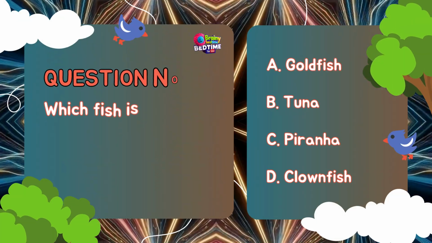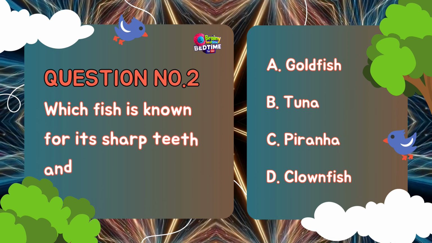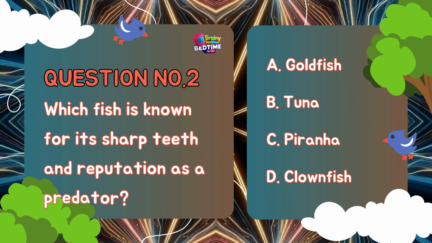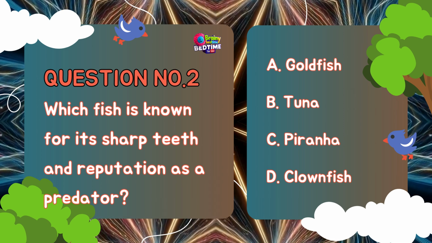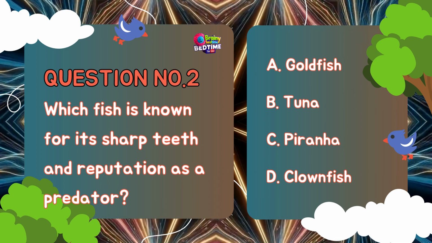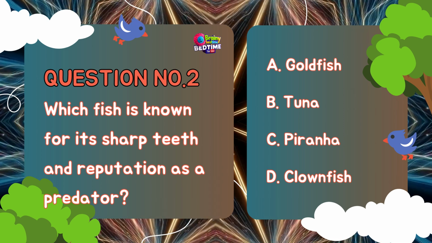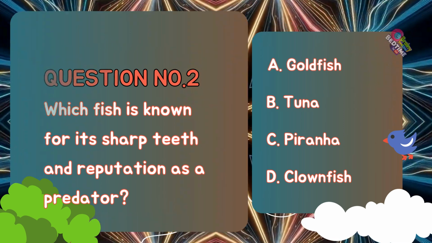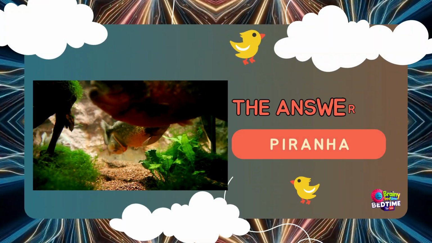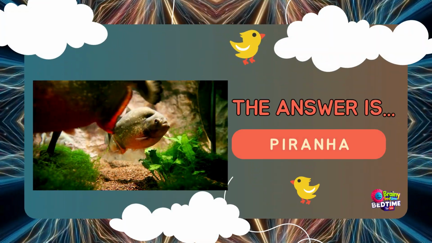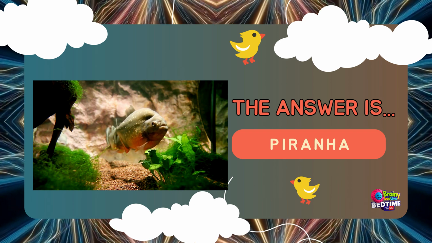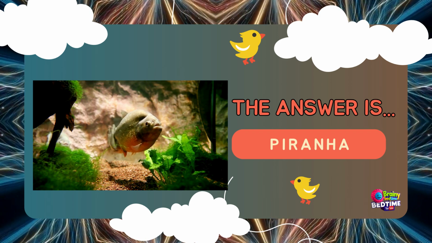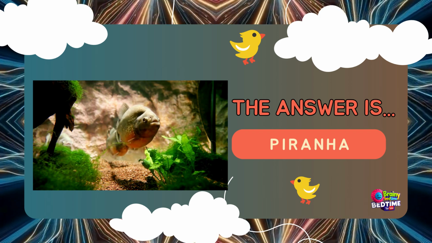Question number 2. Which fish is known for its sharp teeth and reputation as a predator? A. Goldfish. B. Tuna. C. Piranha. D. Clownfish. The answer is piranha. A piranha is a freshwater fish known for its sharp teeth and aggressive feeding behavior, commonly found in South American rivers.